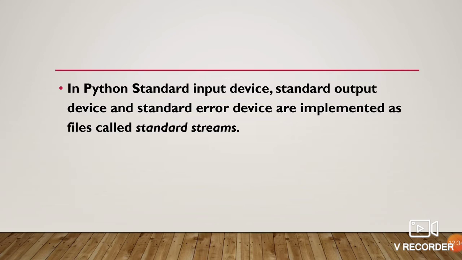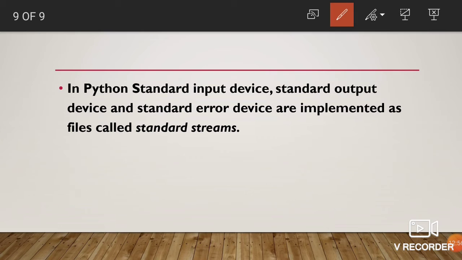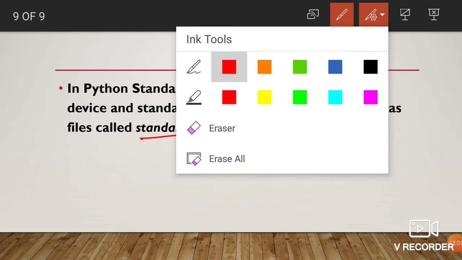So in Python, the standard input device, standard output device, and standard error device are implemented as files. Those files are called standard streams. That is called the standard streams.